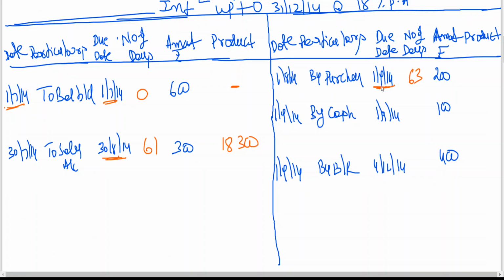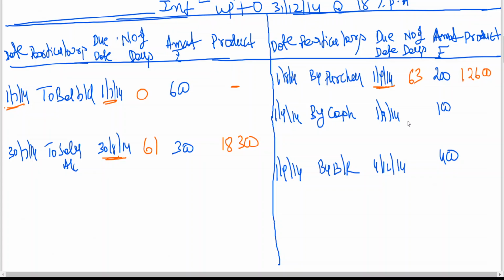1st September to 1st July means July, how many days are there? 31. And August, how many days are there? 31. 31 plus 31, 62. 62 plus 1st September, 63 days. 63 days into 200. It is coming to 12,600.